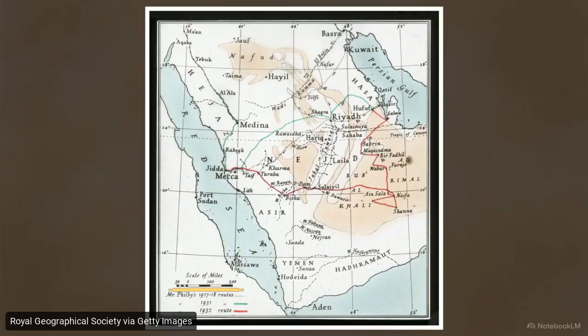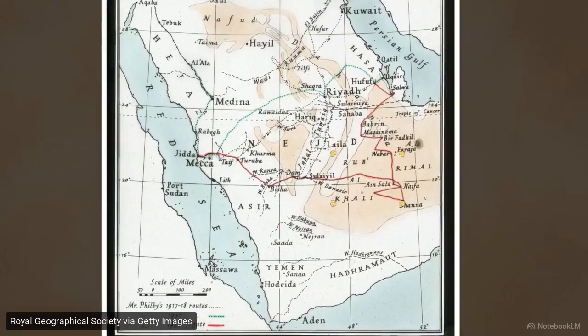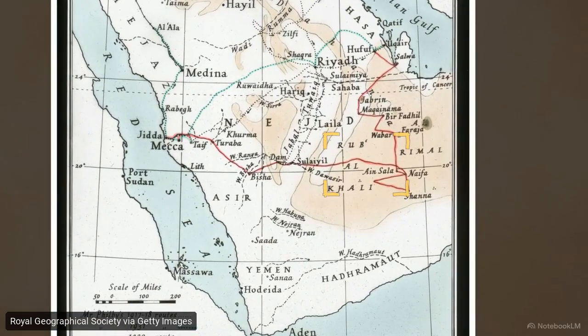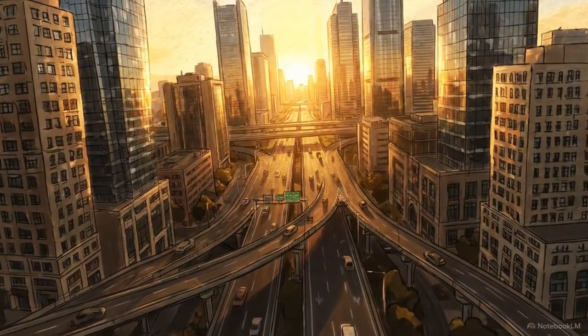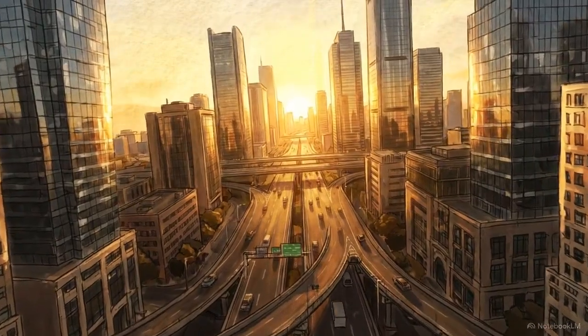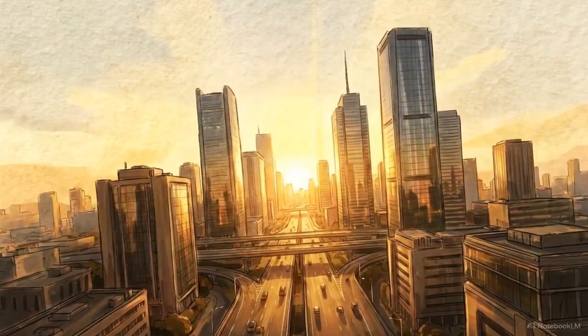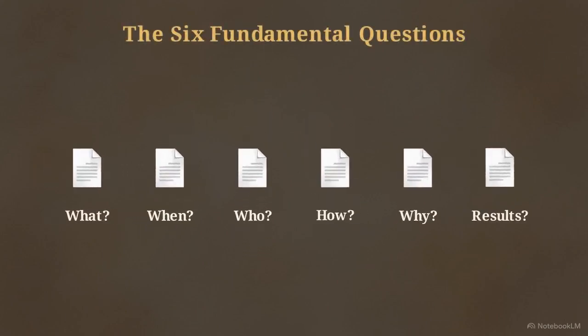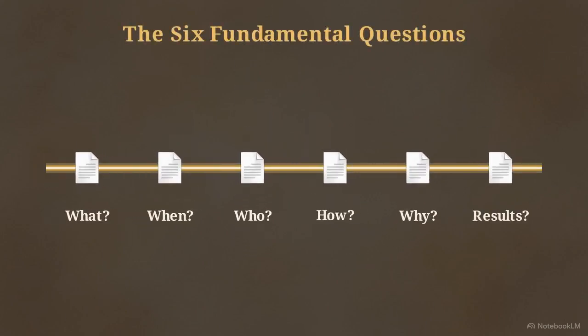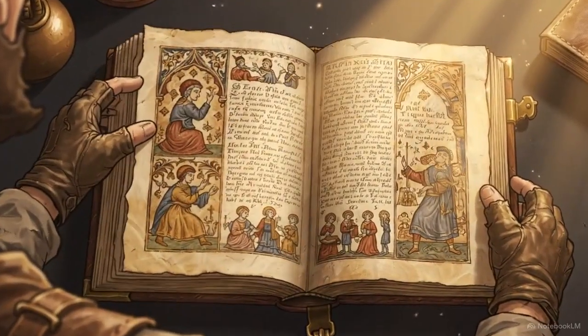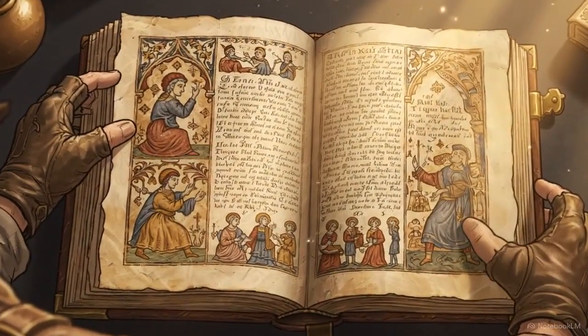It reminds us of the distances they traveled and the geography they had to navigate to reach this goal. What were the results? This single event led directly to the founding of the Kingdom of Saudi Arabia. By asking those 6 questions, we can see the exact steps that built our nation. But how do we know these answers are true? How do we know we aren't just reading a story?